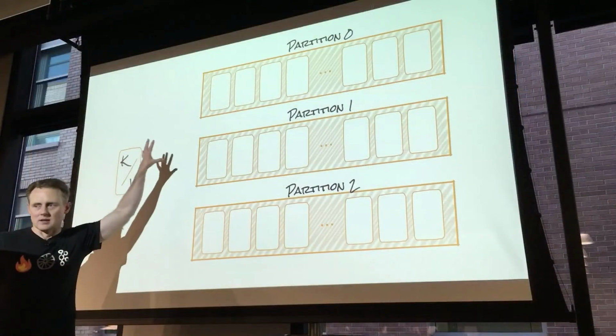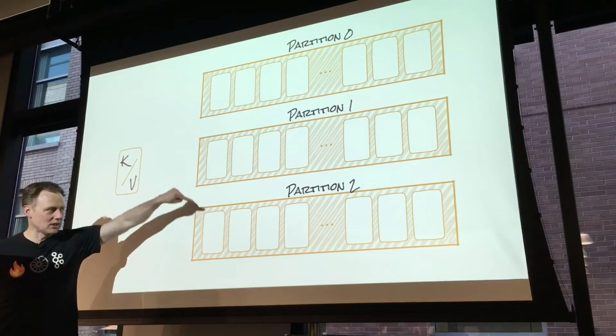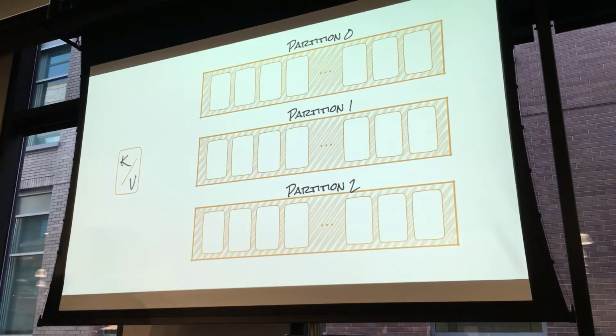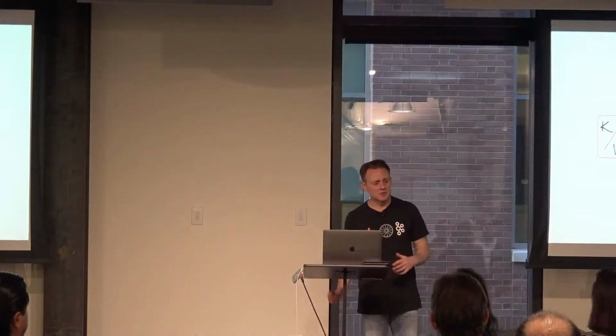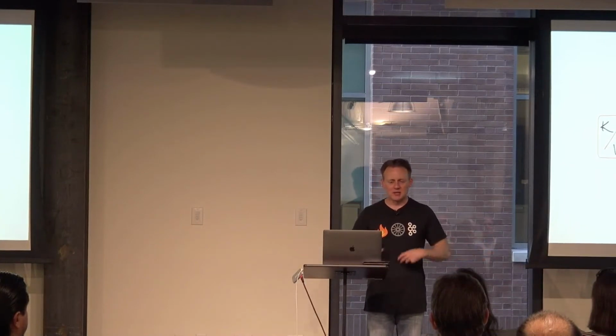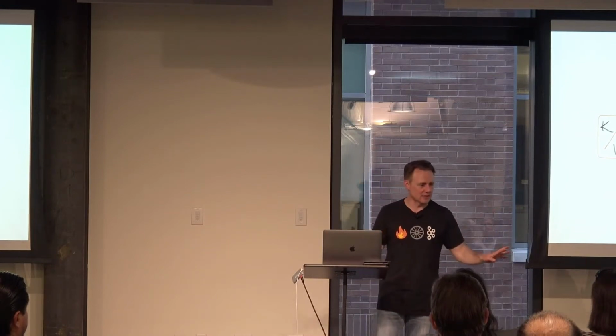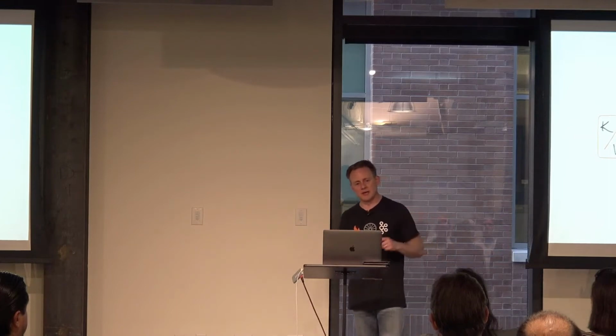So you have topic, partition, offset that uniquely identifies a message. As a developer, you think about topics. You think about partitions enough to know how to size things. But then at the API level, when you're actually writing code, you don't ever really touch partitions. You think about the topic. And you know there's partitioning happening, and you're able to not worry about that.